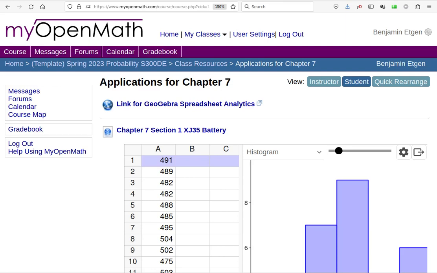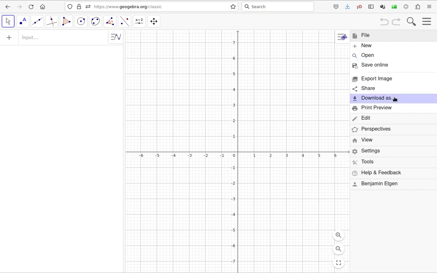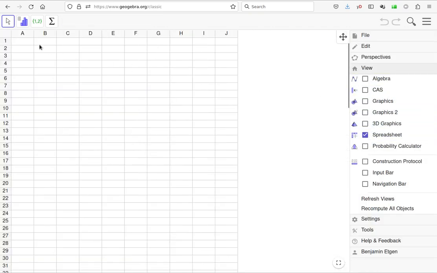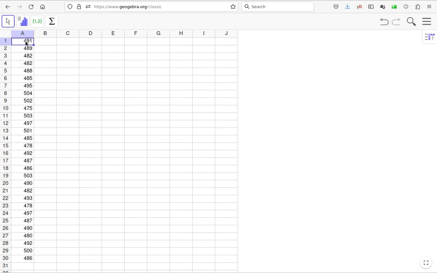Let's look in depth at this first example with the XJ35 batteries. So the first thing we can do is copy that data. So here is the life and days of those batteries. Then let's open a GeoGebra spreadsheet. So we'll go into View, we'll turn on Spreadsheet, turn off Graphics and Algebra. We'll then paste in that data. There's our 30 data points.